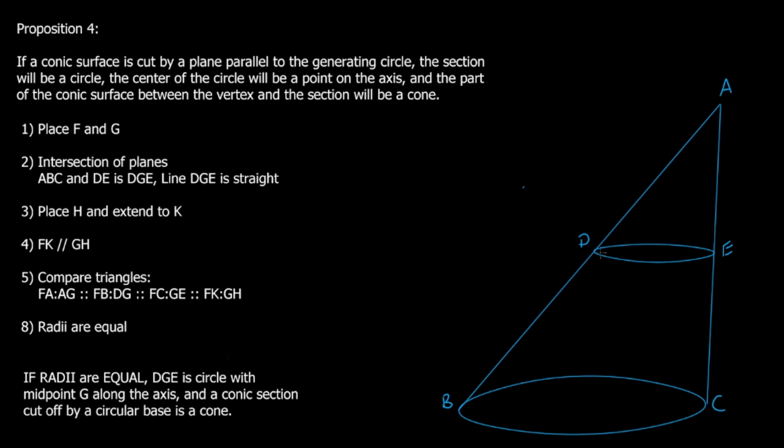So we're going to start this off with some construction, which means I'm going to get out my little line tool. First, we're going to place a point F, which will be the center of the generating circle, and we can do this by Euclid Book 3 Prop 1 to find the center of any circle. And then we're going to draw the axis. Then, where the axis connects with the cutting plane, we're going to put a point G.